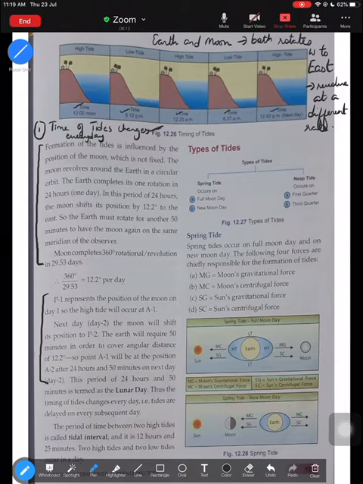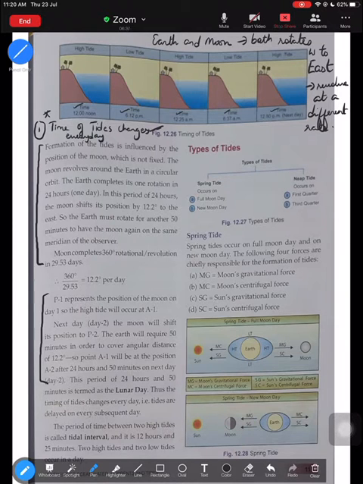Now, if you get a question, why does time of tide change every day? It is because Earth and moon both rotate from west to east, and when they revolve, they are revolving at a different rate. The Earth revolves slightly faster than the moon. So when they revolve at different rates, the time of one tide to another is likely to change, because Earth and moon are the two important forces that lead to the formation of tides.